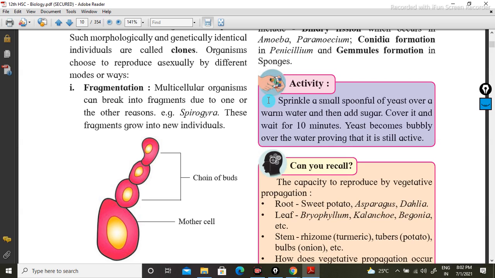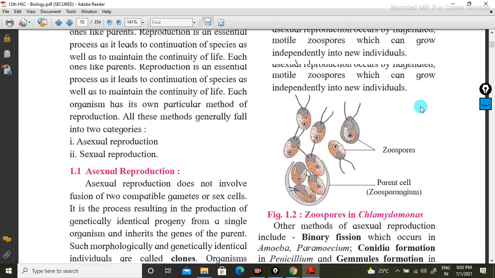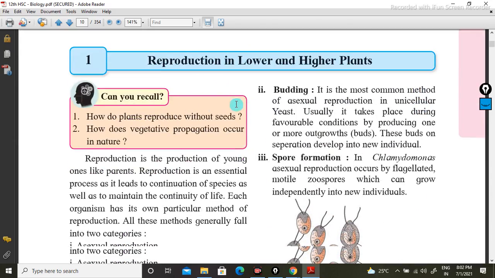For example, we have studied asexual reproduction by fragmentation in Spirogyra. That is the exact example you know, reproduction in Spirogyra. You know Spirogyra is ribbon shaped, and when it is cut into different pieces, every piece will develop into a new individual. This is called the fragmentation process, right?